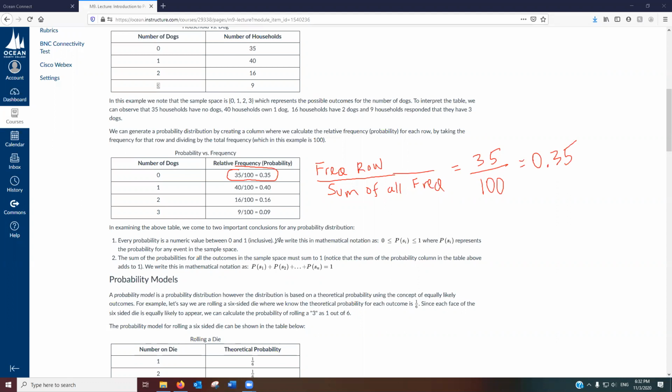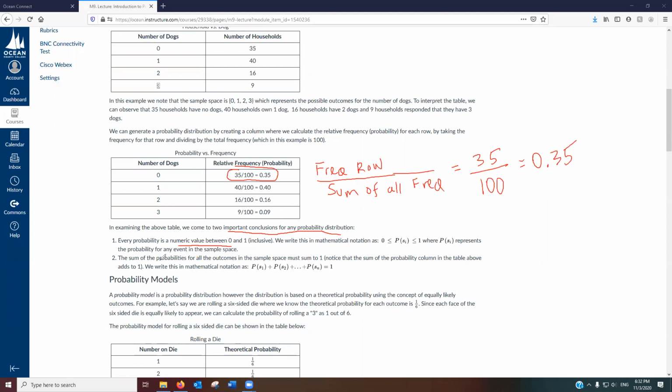But there's a couple of criteria that we have to meet in order for this relative frequency summary to be considered a probability distribution. First, every probability that we come up with in the right-hand column must be a number between 0 and 1. Well, that makes sense because anytime you calculate a probability, it always has to be a value between 0 and 1 inclusive. I can never have a negative probability. I can never have a probability greater than 1.